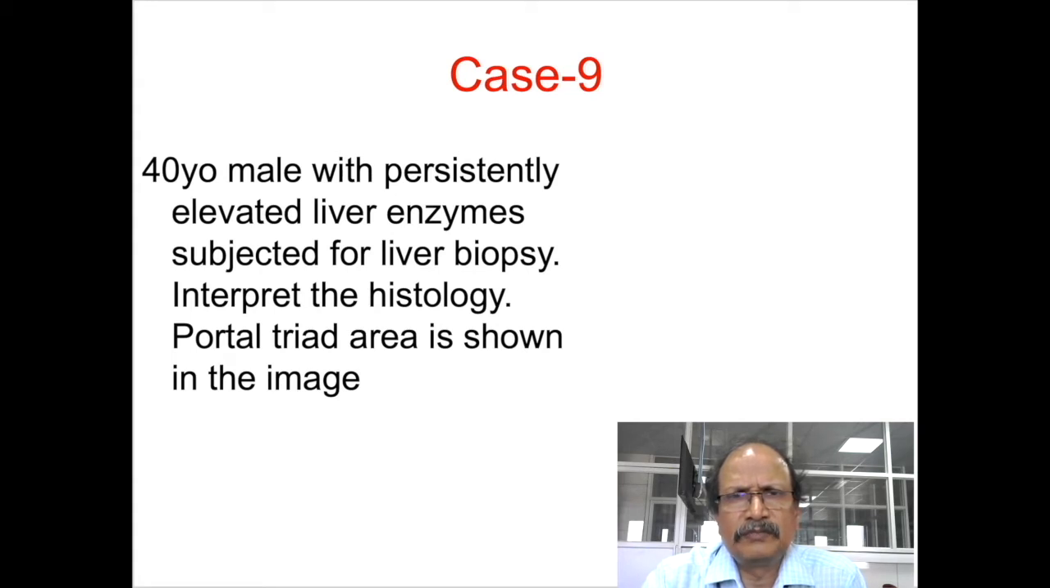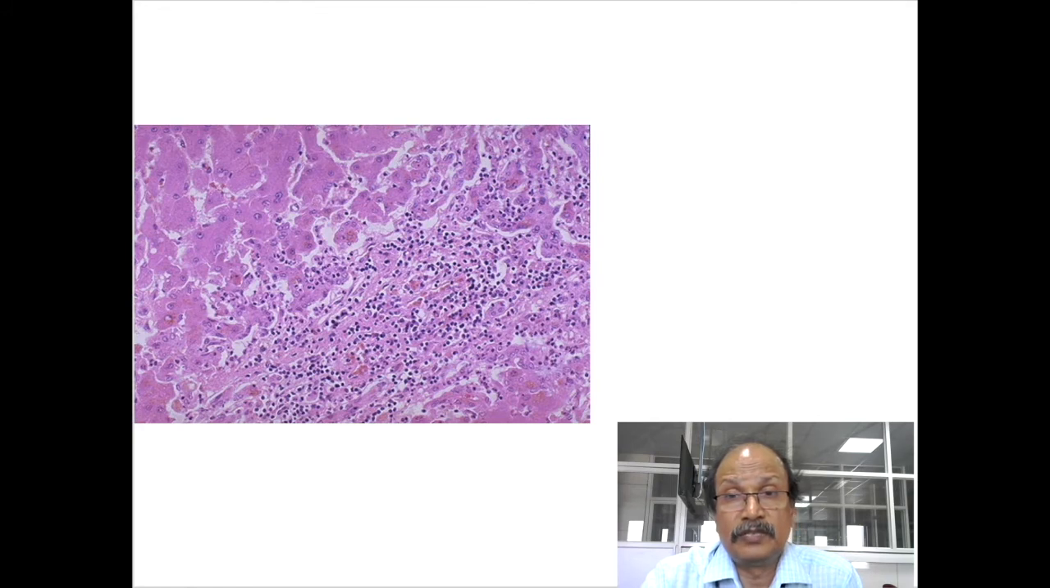So case 9, 40-year-old male with persistently elevated liver enzymes subjected for liver biopsy. So you are supposed to interpret the liver histology, and the portal triad area is shown for interpretation. So here you can see a section of the liver wherein the portal area is highlighted here. You can appreciate the presence of bile ducts and inflammation, portal inflammation.